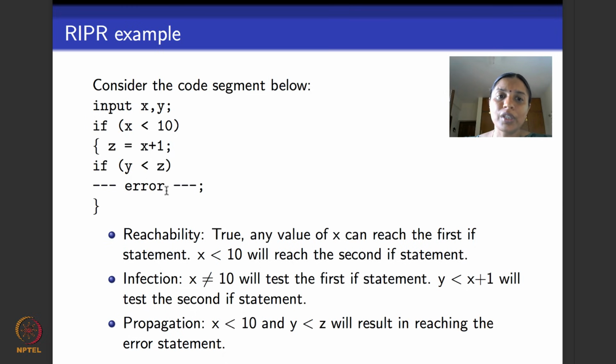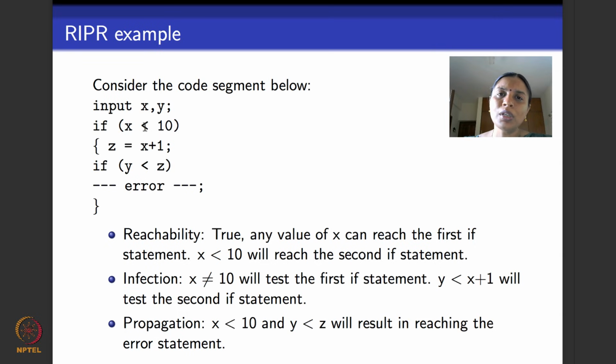So reachability for the second if statement will happen only if the first if statement returns true. And the first if statement will return true if I give a value of X that is less than 10. So the predicate X less than 10 should be true for me to be able to reach the second if statement, right? So what is infection?